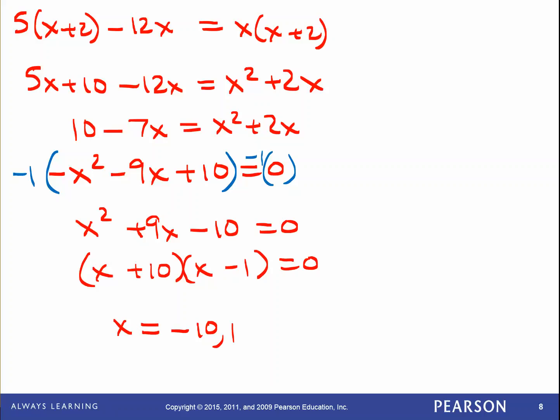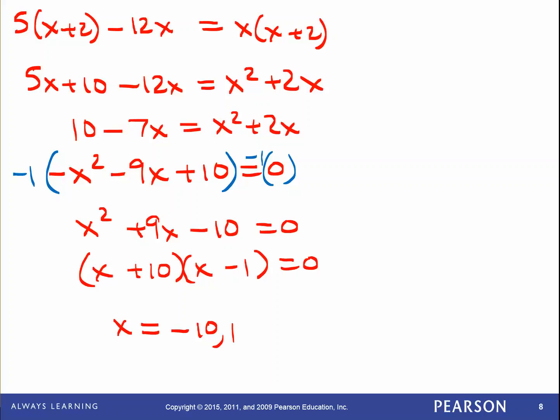And then the only thing you've got to check, you've got to go back and think to yourself, does it fit my domain restriction? It couldn't be a negative 2. It couldn't be a 0. But negative 10 and 1 are just fine.